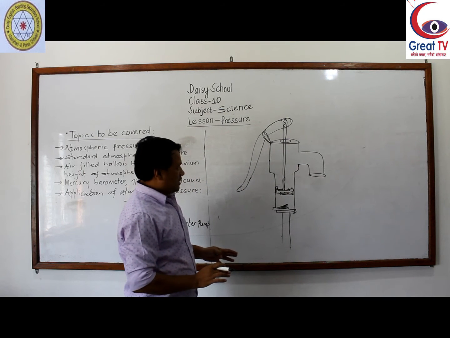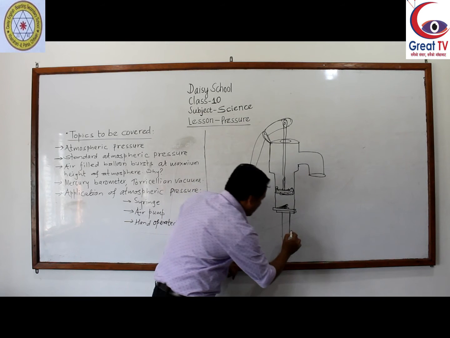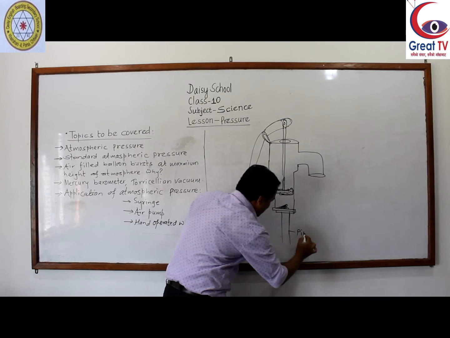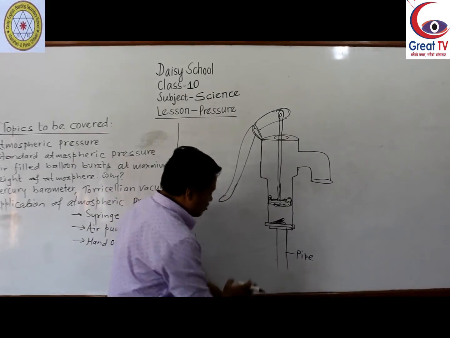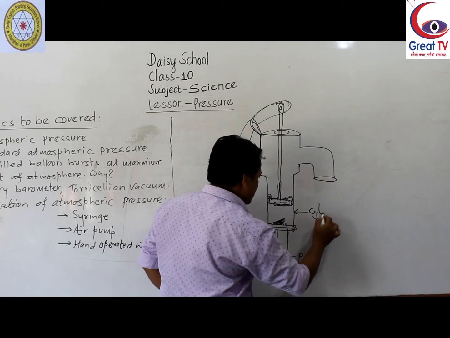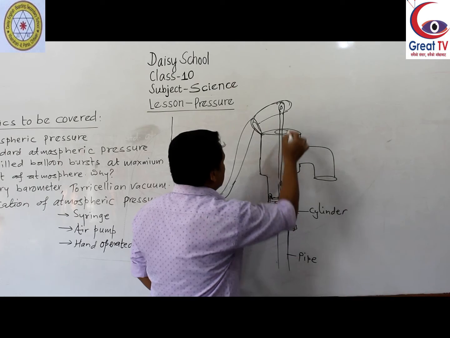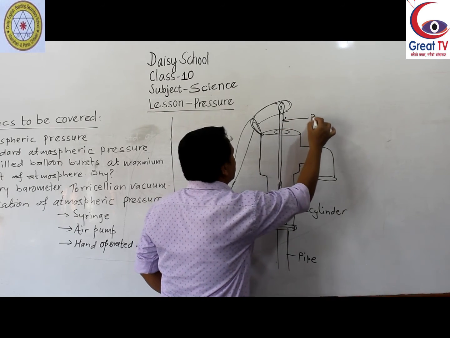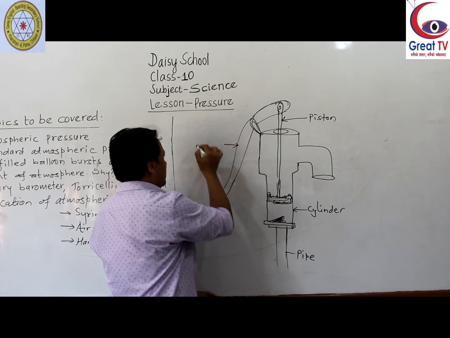Okay, a simple figure of the hand water pump. It's a pipe which is inserted into the underground water level. It's a cylinder, or barrel, you can also say. This is called the piston. This is the handle.